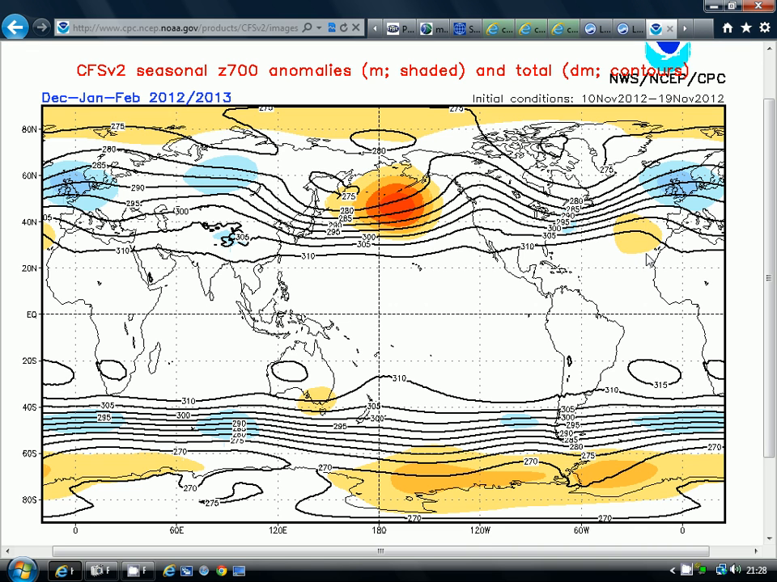is 700 millibar height anomaly. It's very similar to a 500 millibar height idea, and the model is going for an area of below average heights here across the British Isles and much of northwestern Europe as well.